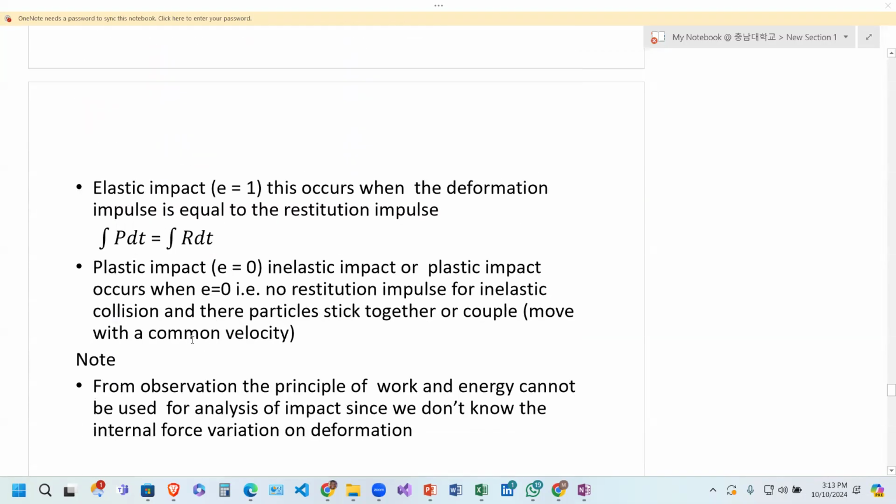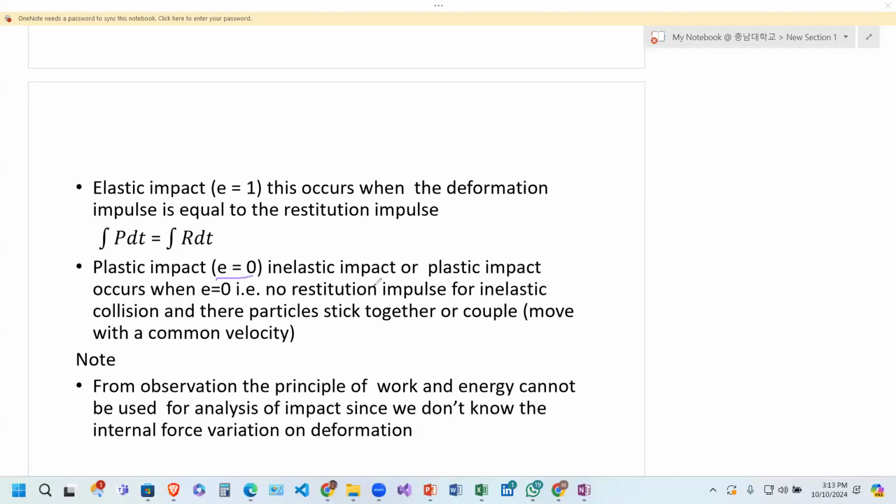Also, we need to know what an elastic impact is. Elastic impact occurs if the coefficient of restitution is equal to 1. This occurs when the deformation impulse is equal to the restitution impulse, so the integral of p dt is the same as the integral of r dt. Also, we have what we call plastic impact. Plastic impact occurs when the ratio is 0, that means the coefficient of restitution will be equal to 0.